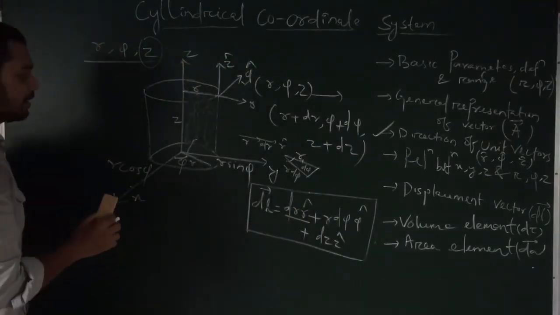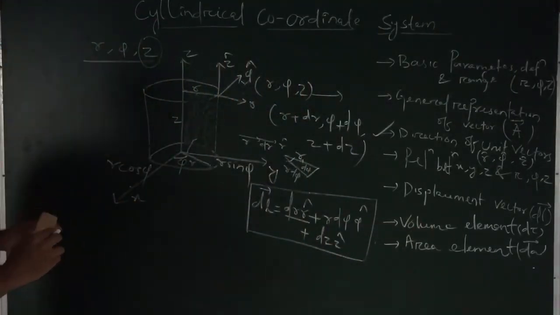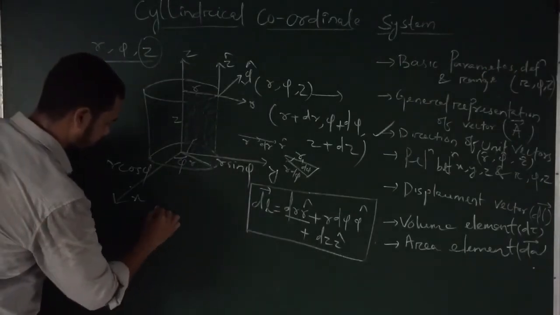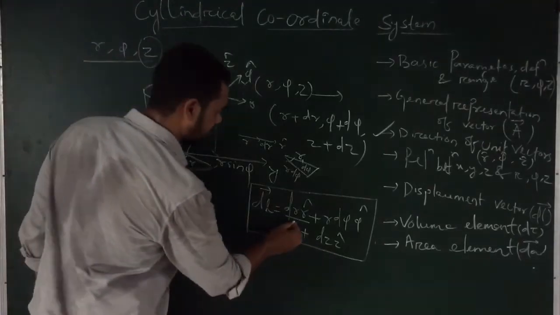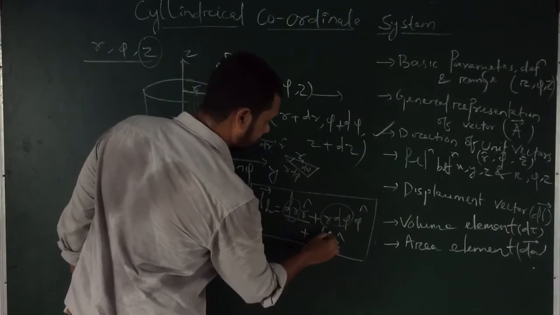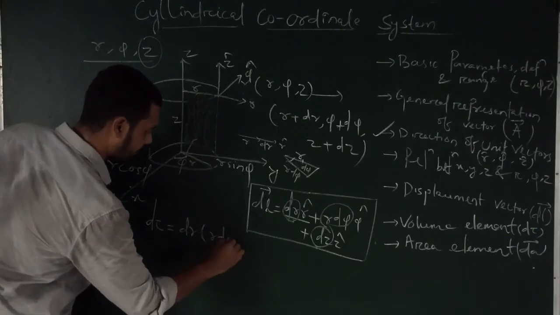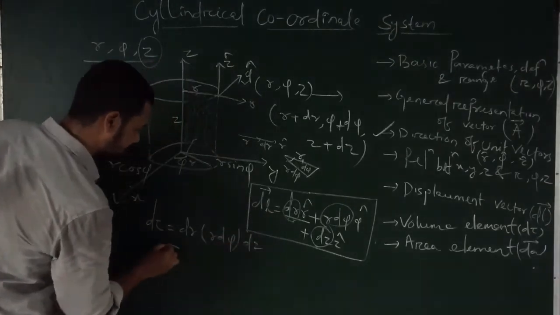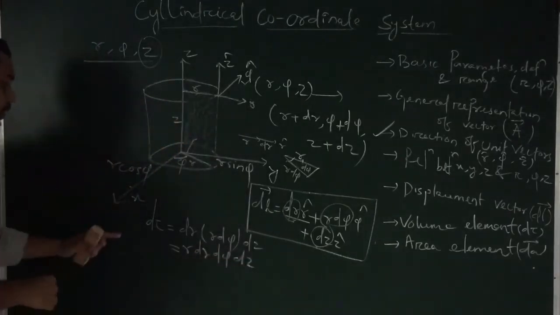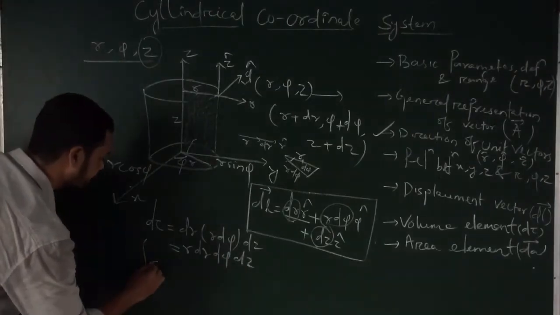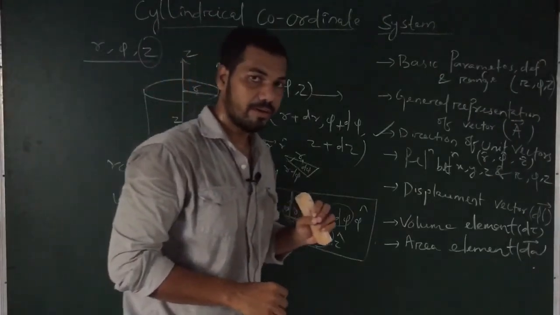Okay, so let's go for the volume element d tau in the cylindrical coordinate system. So d tau is nothing but your volume element. Just by multiplying these components we will get the volume element d tau, which is equal to dr multiplied by r d phi multiplied by dz. So you will get r dr d phi dz. The total volume of the cylinder you can find by integrating d tau.